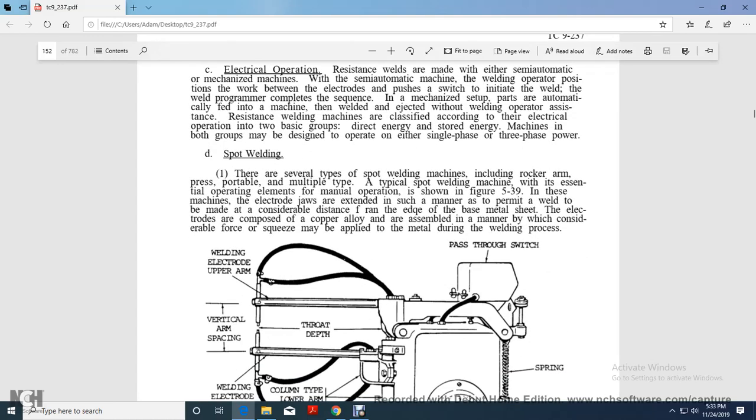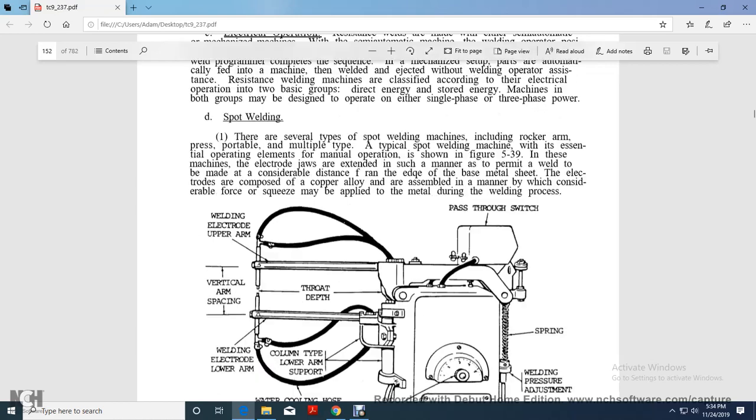Spot welding. There are several types of spot welding machines, including the rocker arm, press, portable, and multiple types. The typical spot welding machine is essentially a manual operation, shown in Figure 539. These machines' electrode jaws are extended in such a manner to permit the weld to be made at a considerable distance from the edge of the base metal sheet. The electrode is composed of copper alloy assembled in a manner in which considerable squeeze force may be applied to the metal during the welding process.